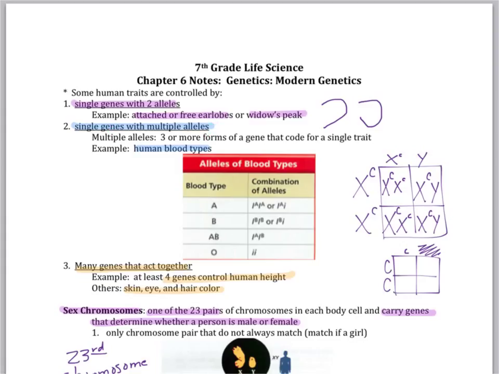Finally, you can have many genes that are acting together. For example, at least 4 genes control human height, and other examples of traits that are controlled by multiple genes include skin, eye, and hair color. For right now, let's not worry about the writing that's on the right-hand side.